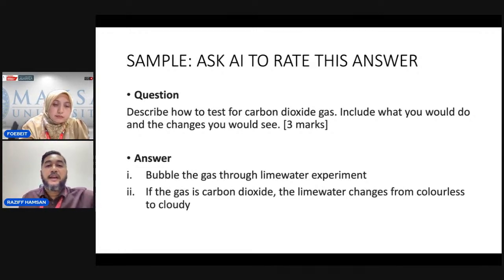Based on the question and answer, I put this into ChatGPT, for example, and ask ChatGPT to rate my answer. Based on 3 marks, maybe it gives 1 mark, 2 marks, or 3 marks. If it gives 3 marks, that's fine, it means it's good. But if it's 2 marks or 1 mark, then you can ask why. And if you have rubrics from your lecturers, you can put those into ChatGPT as well: this is the question, this is my answer, this is the rubric. Based on this rubric, please grade me. Then you will get a grade.